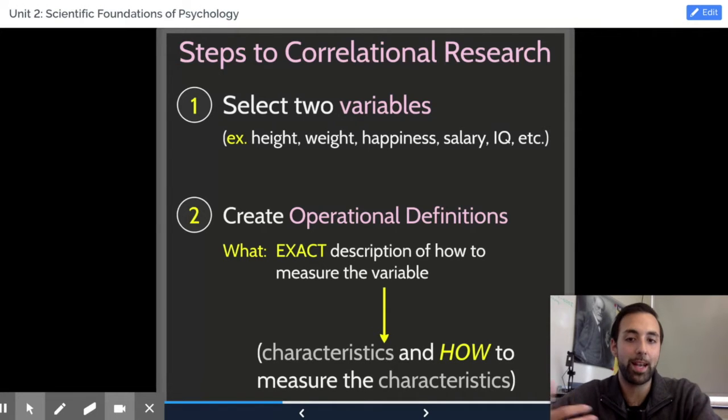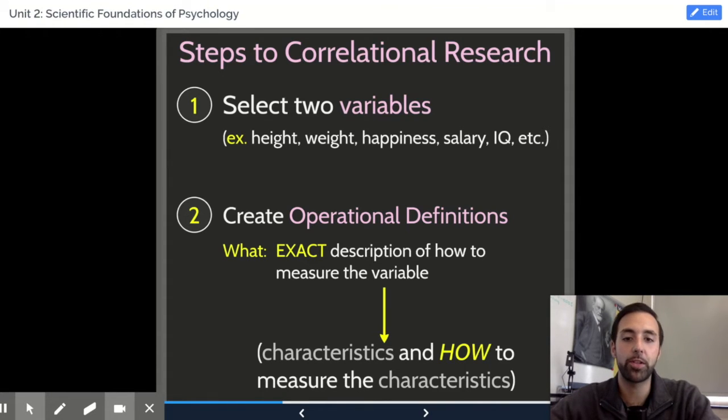Because just because you say height doesn't necessarily always indicate precisely what you're studying. There are a lot of different ways to calculate height. And if you're going to use height as a variable, you need to be very specific. You need to inform the reader of your research that you're talking about inches. You need to specify whether a person's going to keep their shoes on or not. Those are all very important criteria when defining something like height.